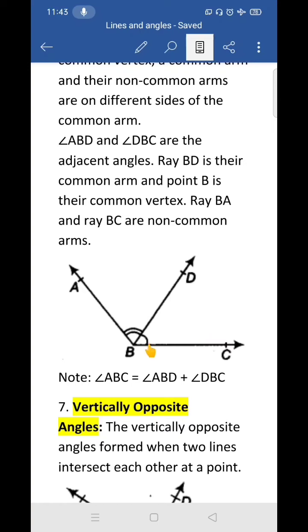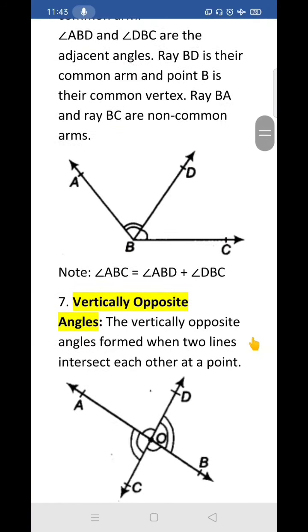Okay, so now here you can see ray BD is the common arm. Already I told you, right? And BA and BC are the non-common arms. So now here you can write angle ABC as, like you can see, it is the combination of the two angles, angle ABD plus angle DBC.